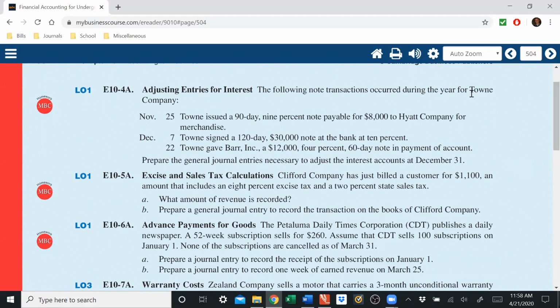How many days have gone by since November 25th? You can just assume 30 days in a month. Keep this simple. November 25th through December 25th is 30 days, plus an additional 6 days, right? 31 minus 25, December 31st. You can actually, November has 30 days, December has 31 days. So it's 36 days between November 25th and December 31st. So we need to recognize 36 days of interest expense.